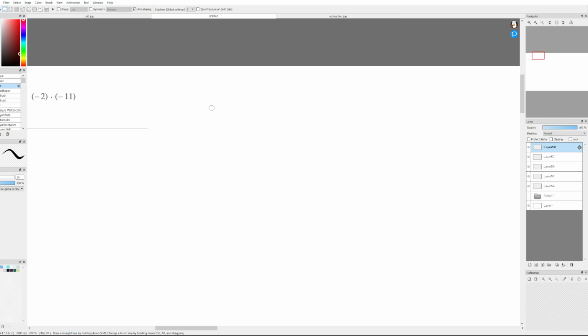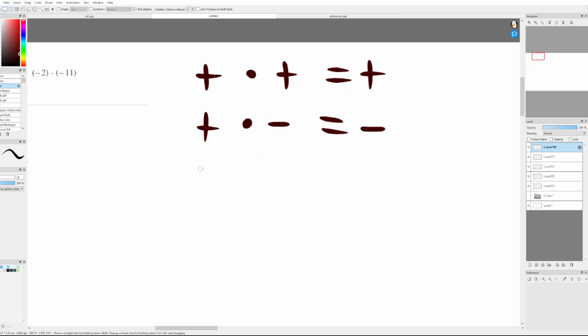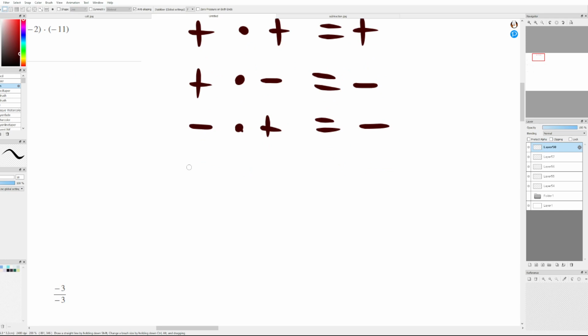So before we get into this, we know that a positive number times a positive number will give you a positive number. A positive number times a negative number will give you a negative number. A negative number times a positive number will give you a negative number. A negative number times a negative number will give you a positive number.